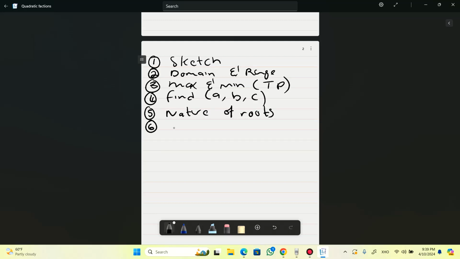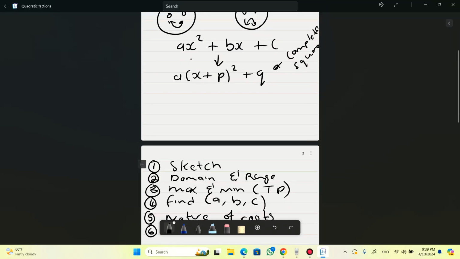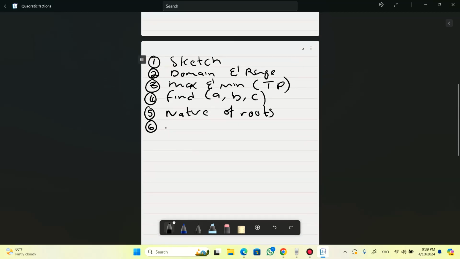Then number 6 is to express this formula here in the form a (x plus p) squared plus q, right? So you have to understand the property of this formula here, right? And then that's it for the quadratic function. I don't think there's anything else that you have to know about the quadratic function.